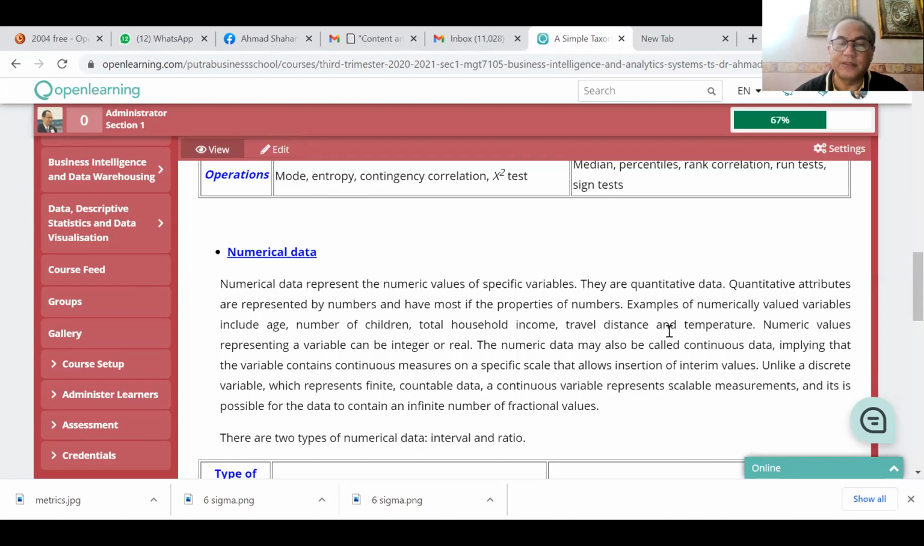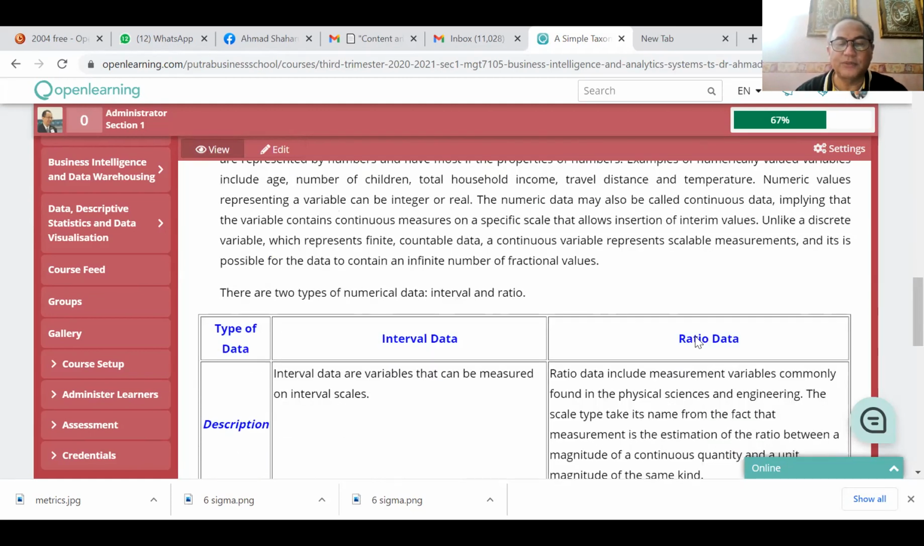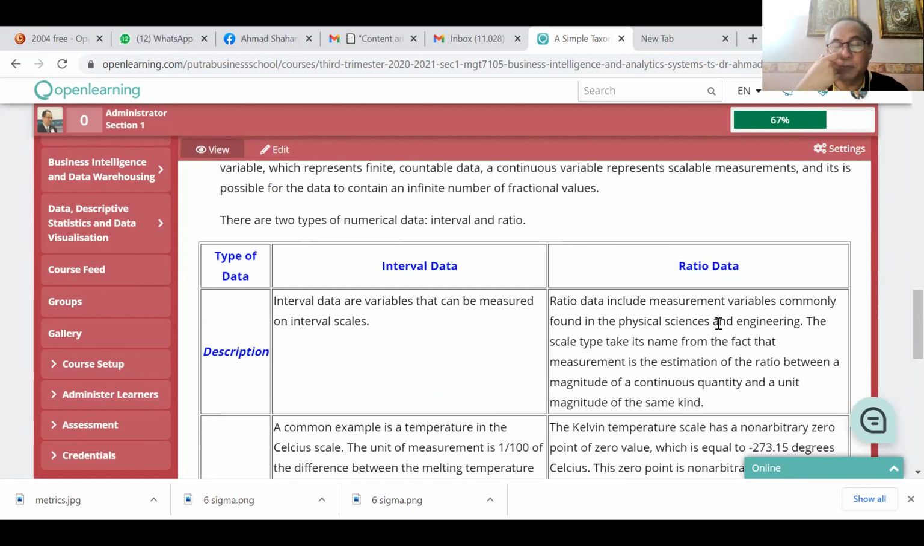Yeah. So it is represented by numbers, although some might not be numbers, but they have properties of numbers. For example, age, number of children, household income, travel distance, temperature. So there are two types of numerical data. We have interval data, and then we have ratio data.